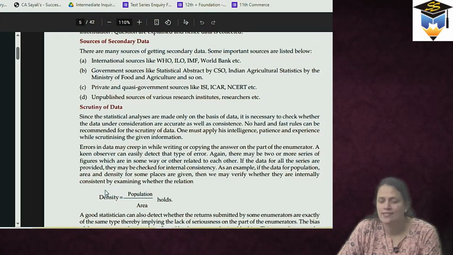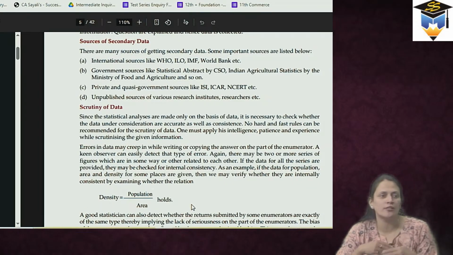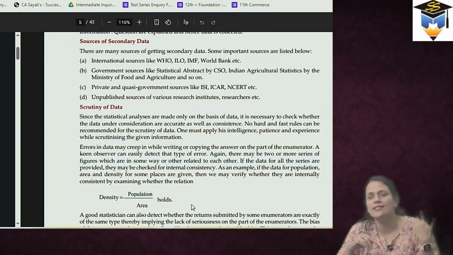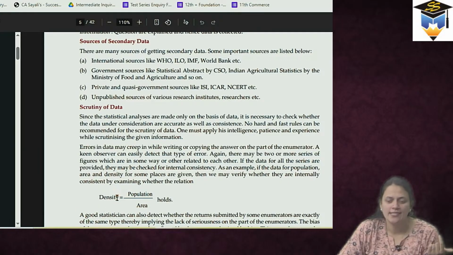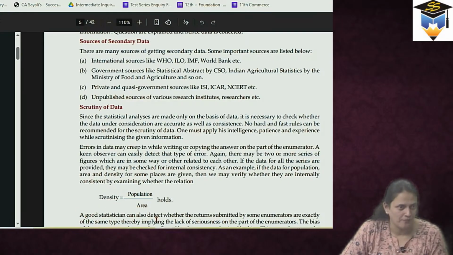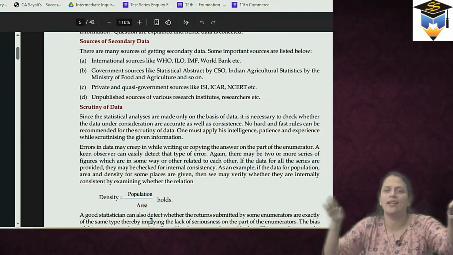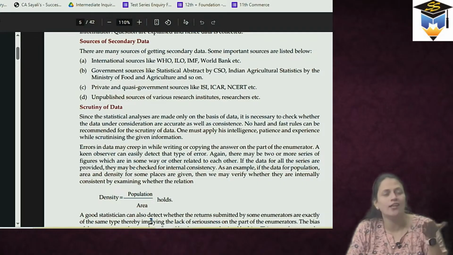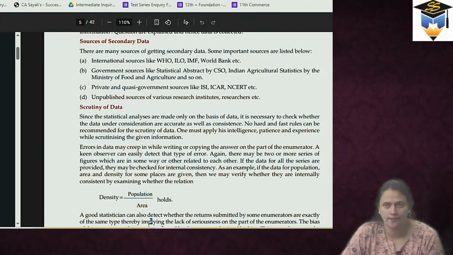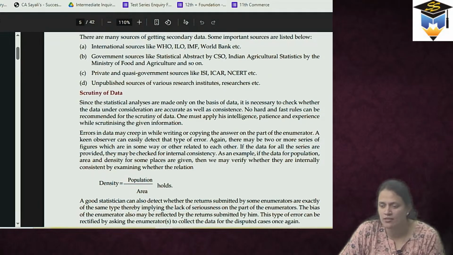Okay. So density we already know is population upon area. So if we have to find out density of a certain area, if the area is more, density will be less. Why? Because density is equal to population upon area. So when density increases, what will area do? Decrease. And when density increases, that means population is also increasing. ठीक है?